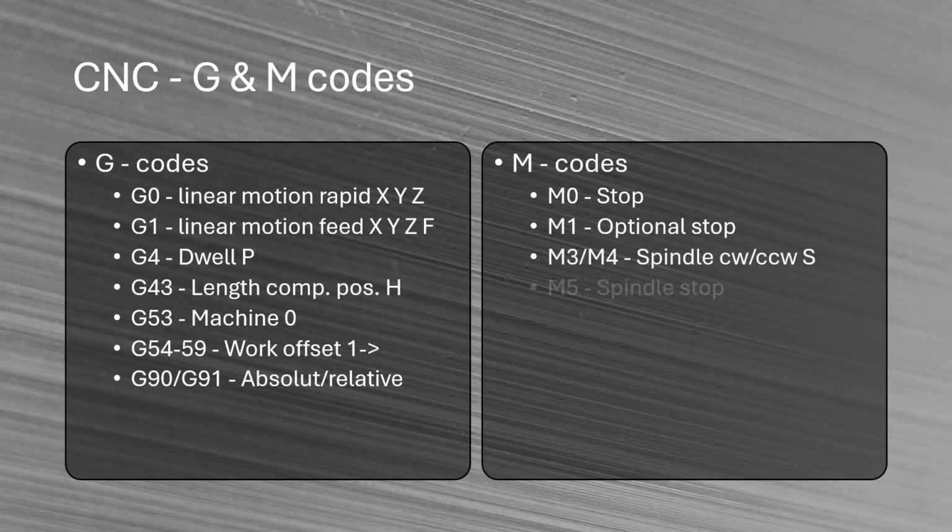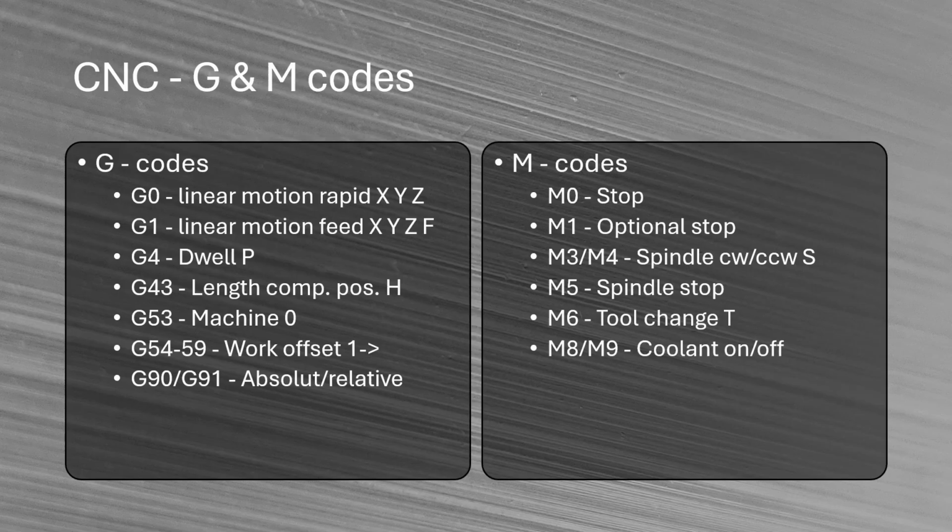M3, M4, spindle on. M5 is spindle stop. M6 is tool change. M8 and M9 is coolant on and off. And M30 is stop and return. So when it reaches the M30 at the bottom of the program, it will stop, but also go to the top of the program again.